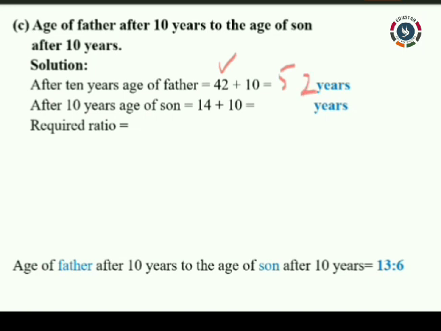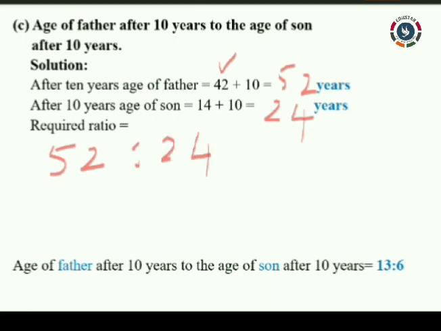And for the son's age, son's present age is 14 years. After 10 years means you have to add 10. So 14 plus 10 is 24 years. So after 10 years, father's age will be 52 years. And after 10 years, the son's age will be 24 years. Now we have to find the ratio, father's age to son's age. So first you have to write the father's age. Father's age is 52 is to 24.